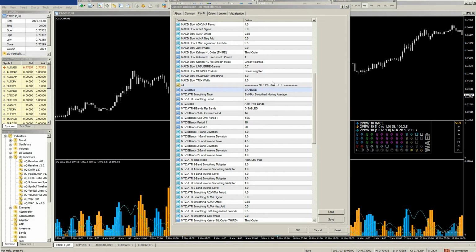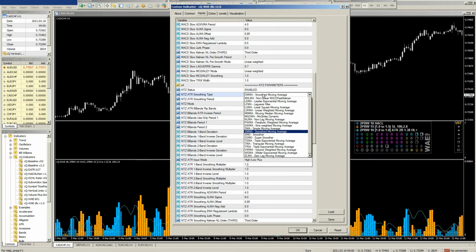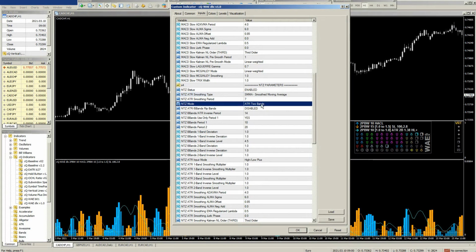Okay, the next setting is the no trade zone parameters. The smoothing moving average is only applied to the ATR versions here. There are 8 modes that the no trade zone can use, 4 of which are Bollinger Bands, and the other 4 are based on the ATR. But 2 of these are 2-band ATRs, which is what I call a directional ATR. That's one of the things I added, which is a little different.